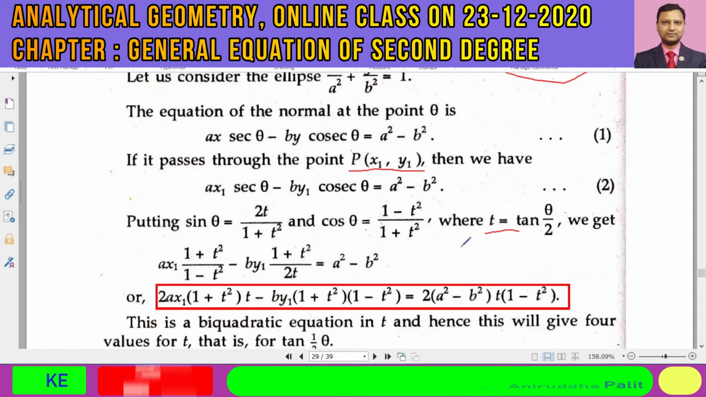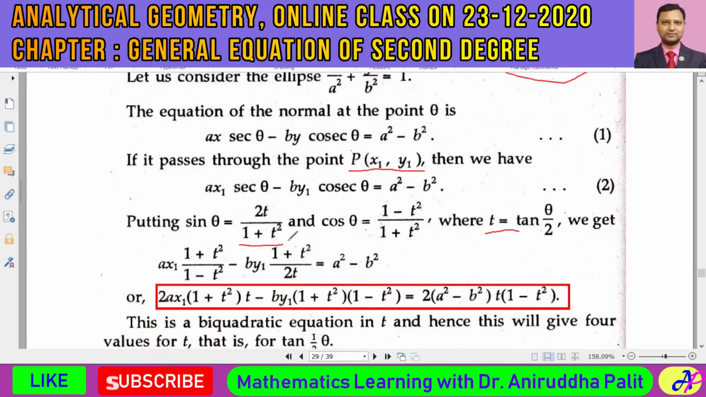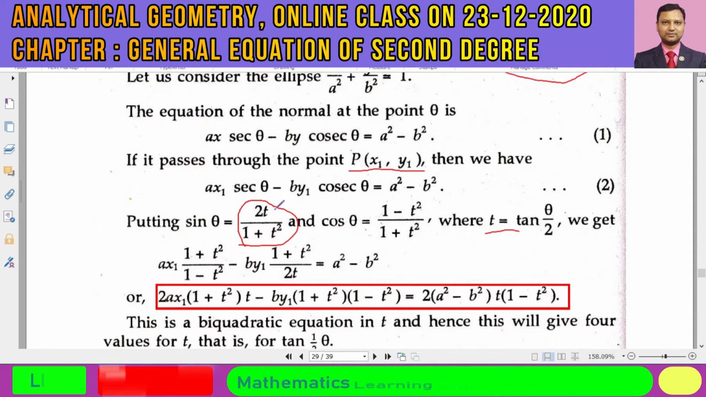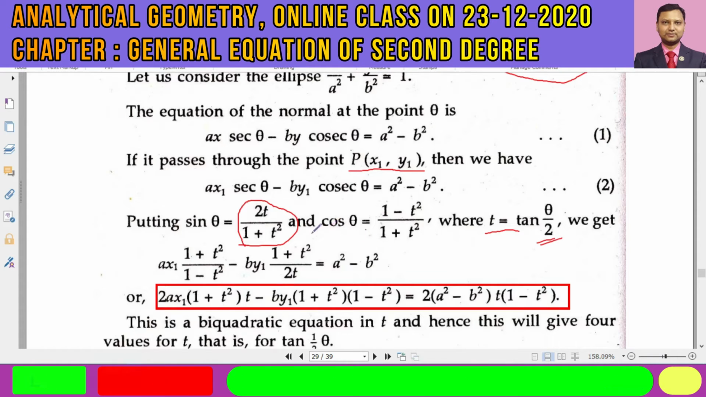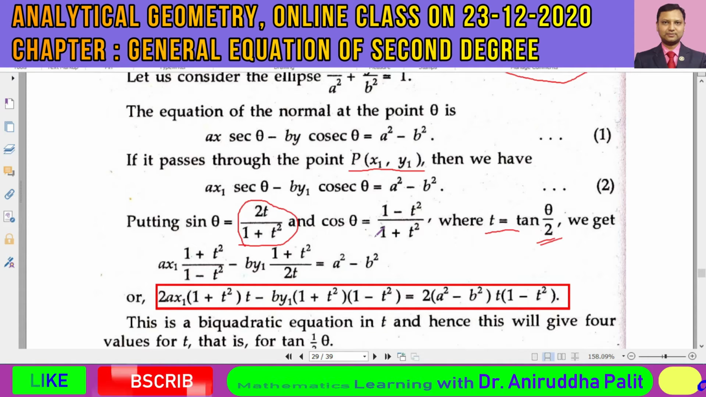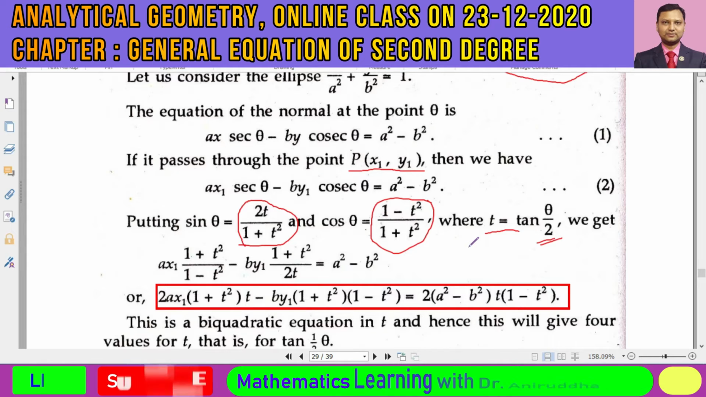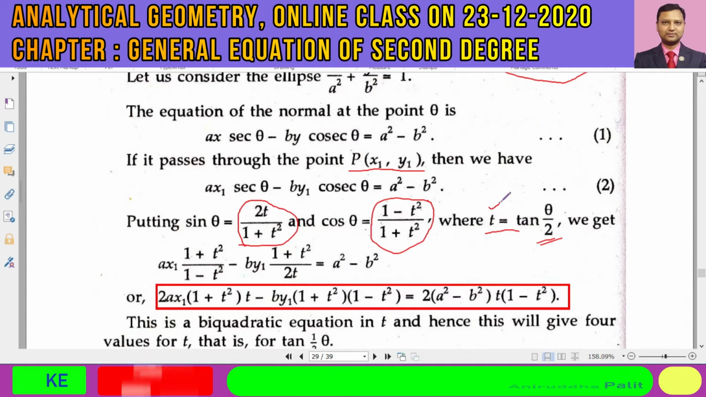We know sine theta can be written as 2 tan of theta by 2 divided by 1 plus tan square theta by 2. So if t is equal to tan of theta by 2, then sine theta can be written as 2t divided by 1 plus t square. Similarly, cos theta can be written as 1 minus tan square theta by 2 divided by 1 plus tan square theta by 2, so 1 minus t square divided by 1 plus t square. This would be the representation of sine theta and cos theta if tan of theta by 2 is taken as equal to t.